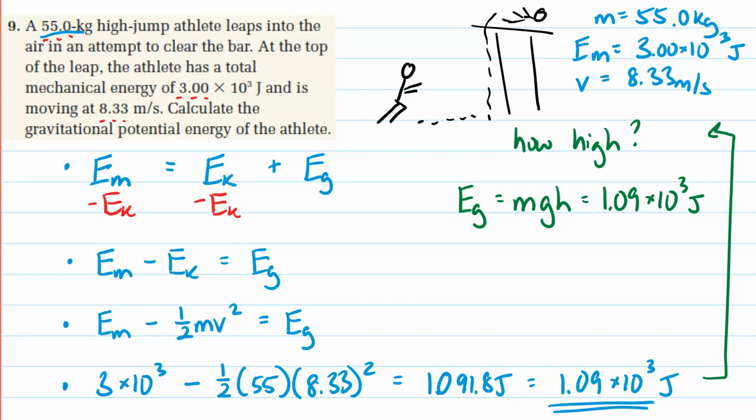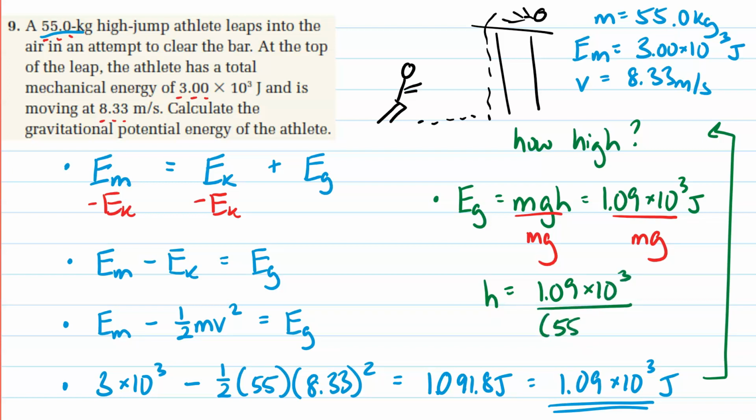So I can isolate for h by dividing by mg on both sides. And then I'll have height equals 1.09 times 10 to the 3 divided by a mass of 55 times Earth's gravitational acceleration of 9.81. And solving for that, we would get 2.02 meters. So that athlete jumped 2.02 meters high.